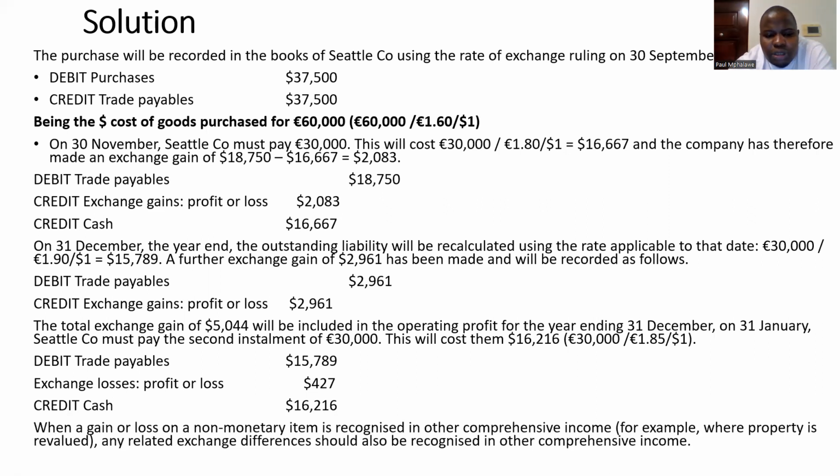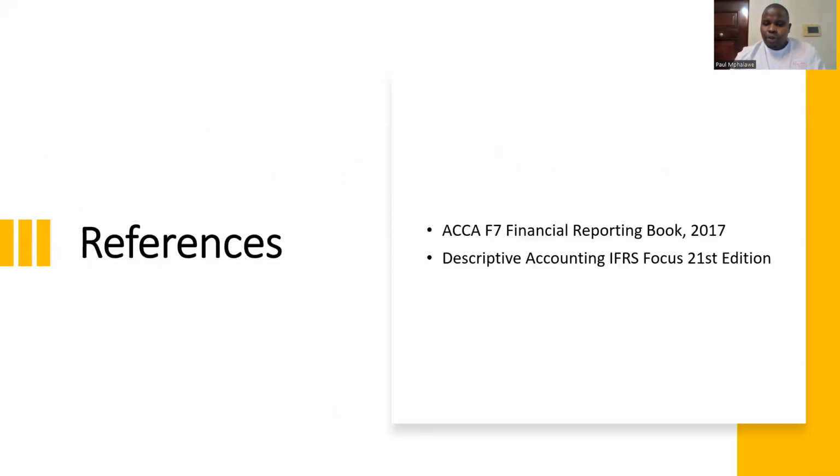When a gain or loss on non-monetary items is recognized in other comprehensive income, for example where property is revalued, any related exchange differences should also be recognized in other comprehensive income. And that is the end. For your own reference, you can check the SEC AF7 Financial Reporting Book 2017 edition or Descriptive Accounting IFRS Focus 21st edition.